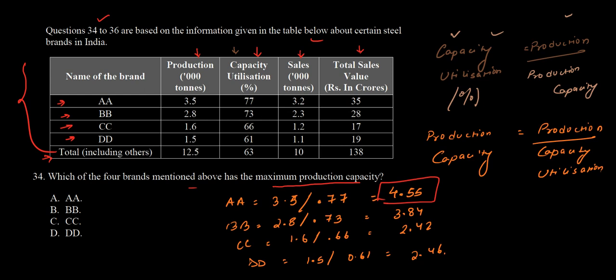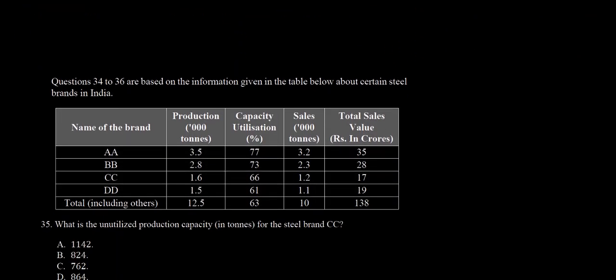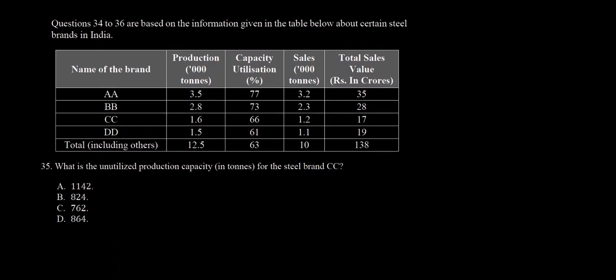So the brand AA has the maximum production capacity. Option A also says AA. So option A is our correct answer to this question. Now let's move on to question 35, which is also based on the same information. So let's check the question.